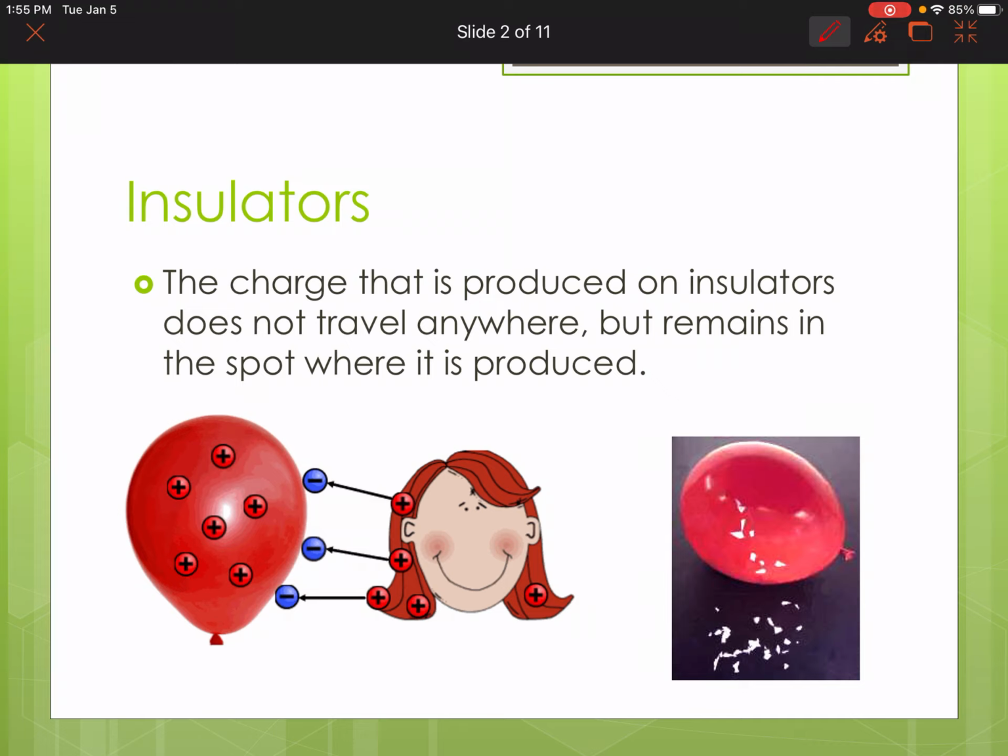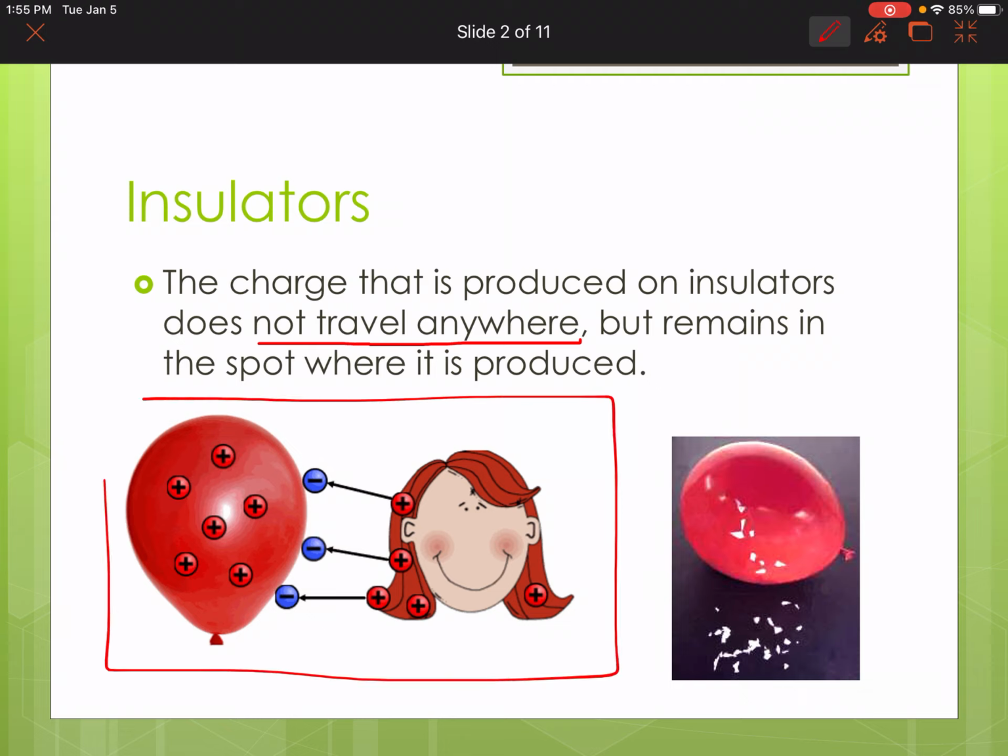Okay, so insulators. The charge that is produced on insulators does not travel anywhere. So this is what you need to copy down there in that blank. It does not travel anywhere, but it remains in the spot where it is produced. In that little box there, I want you to sketch this diagram here. Sketch a person, and then you've got the balloon.